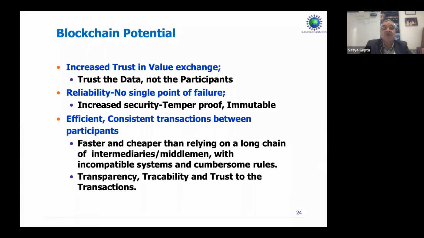Reliability: no single point of failure, increased security, tamper-proof, immutable, efficient, consistent transactions between participants, faster and cheaper than relying on a long chain of intermediary middlemen. With incompatible systems and cumbersome rules, sometimes a bank system fails and no transaction is happening. Every day you see that if you visit a bank. Transparency, traceability, trust in the transaction. That is what I call the 4T of blockchain.